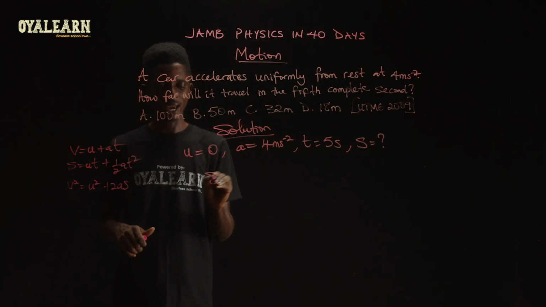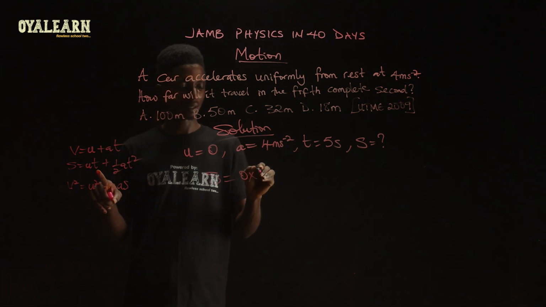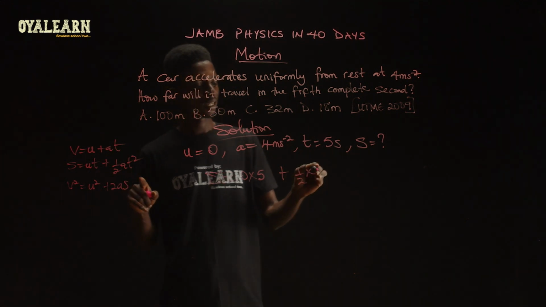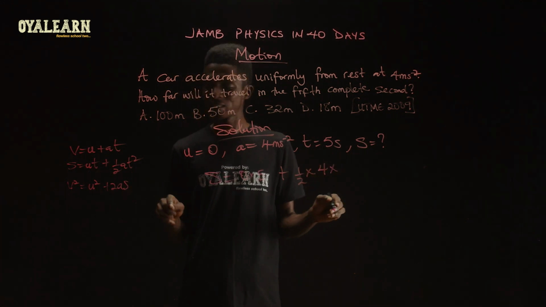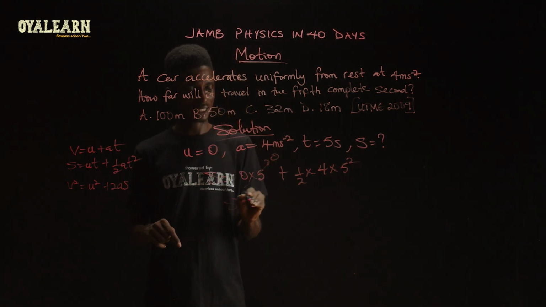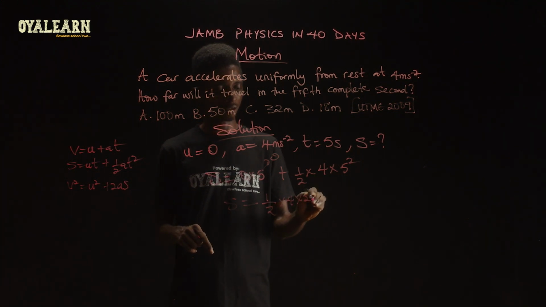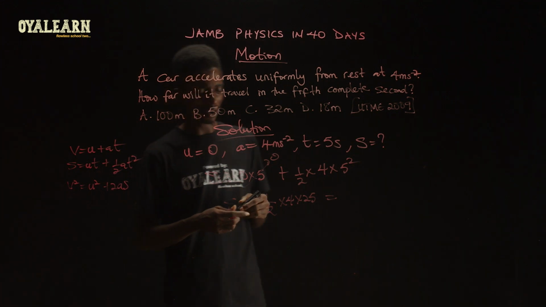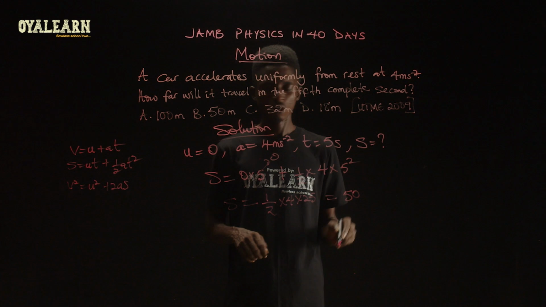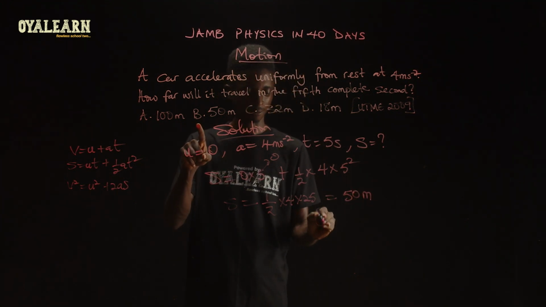So we go on to say s equals ut, which is 0 times t, being the time 5, plus 1 over 2 times a, which is 4, times t squared, 5 squared. So this one is 0. So s therefore becomes 1 over 2 times 4 times 25. Now, 4 divided by 2 will give you 2. 2 times 25, and then we have 50. So 50 meters. The correct option is option B.